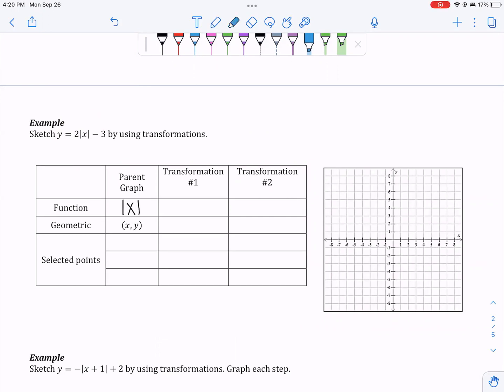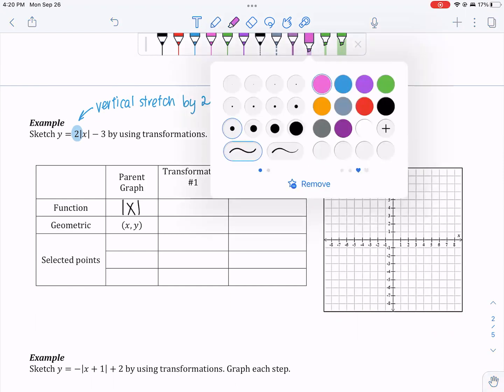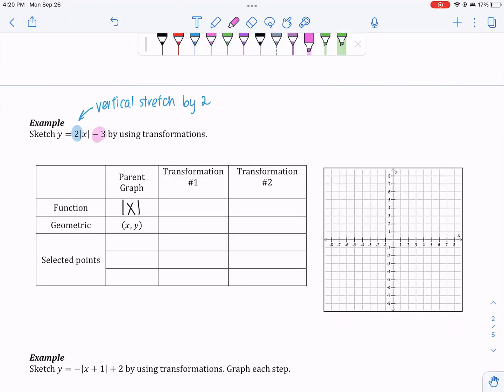We have two different transformations happening here. One is this guy out front. This is a vertical stretch by 2. This guy right here is shifting down by 3. It's -3 on the outside. If we go to our list of transformations and the order that they're supposed to be applied in, we should start with our vertical stretch.